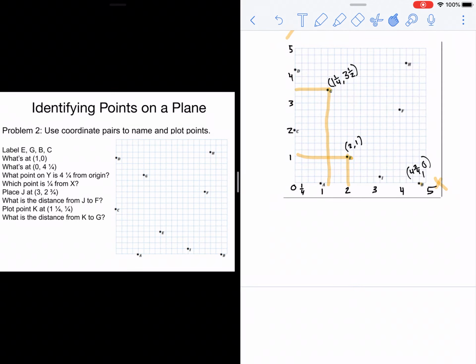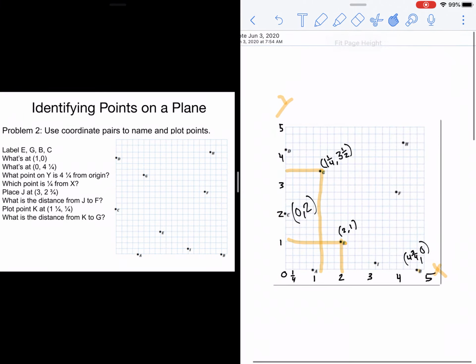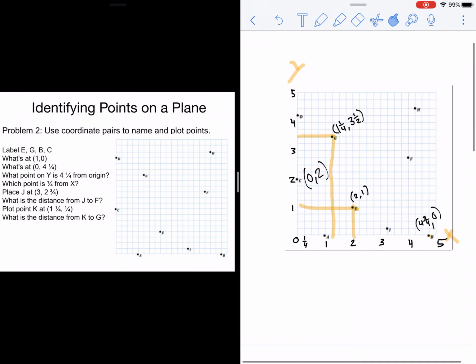And C is here. We are over 0. We don't have to go over any, but we do have to go up to the number 2. So it's 0, comma 2. All right. So we did our first one.